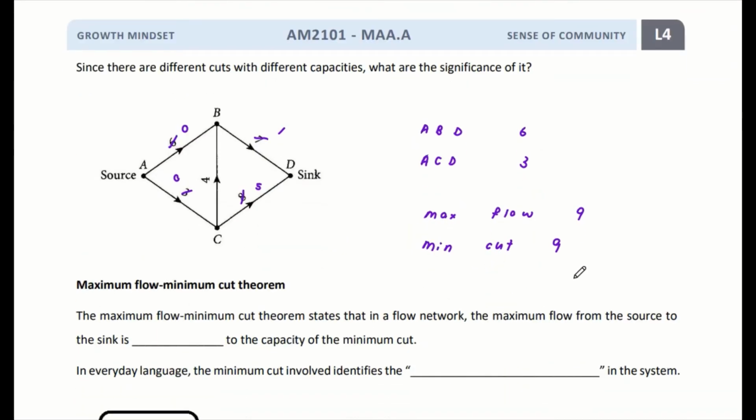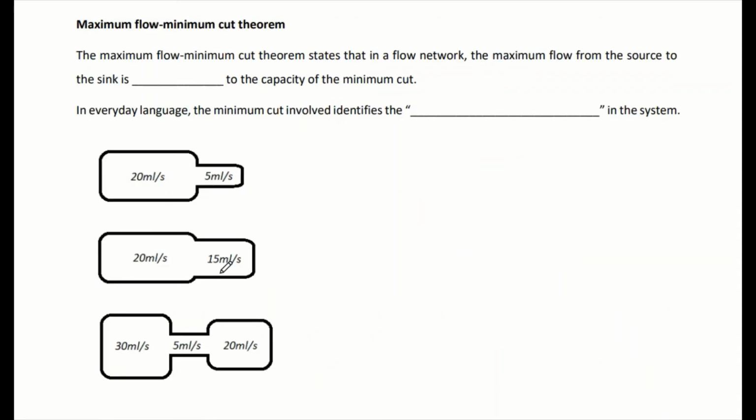All right, so I'm going to explain it in a much more detailed way, and let's look at the maximum flow minimum cut theorem. The theorem tells us that in a flow network, the maximum flow from the source to the sink is equal to the capacity of the minimum cut. In everyday language, the minimum cut involves identifying the bottleneck of your system. Okay, let me try to explain it like this.